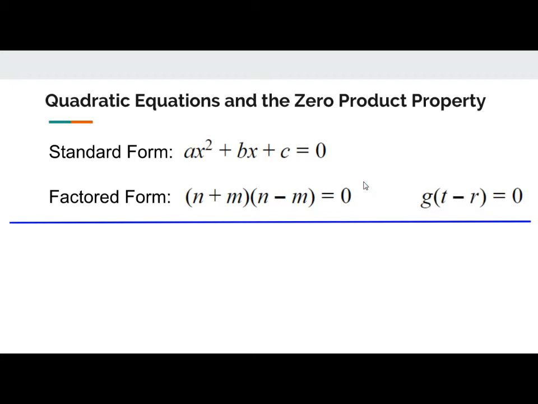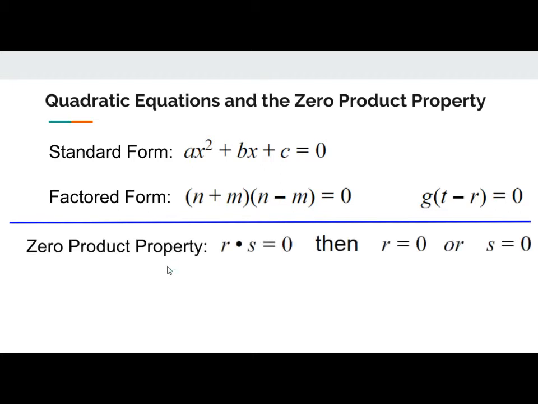It also tends to look like this, where we're able to factor one item out of a binomial, and we could get something like this. So if we're going to pick a form, these tend to be the way factored quadratics look. What we're going to do with that, because that's really chapter 1, is use that to help us solve for x. So here's the zero product property.